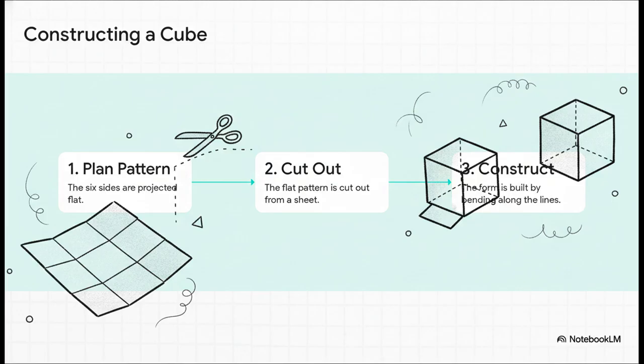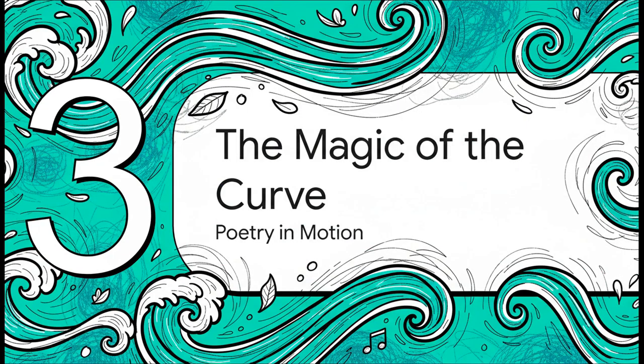You just start with this flat pattern, you cut it out, and then with a few simple folds, boom! You've created a perfect 3-dimensional object. It's actually a beautiful metaphor for how things are created, isn't it? So far, we've been all about points and lines and sharp angles. But now, we're going to shift gears.